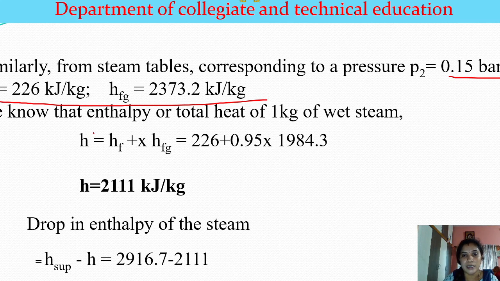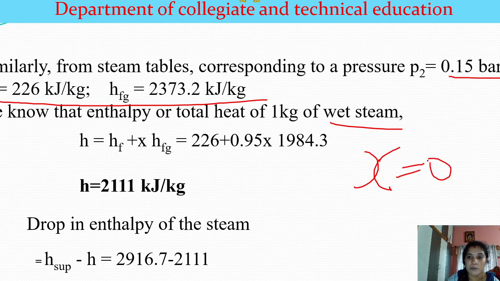So, in the beginning of the problem itself, I had mentioned that the condition of the steam at the exit, or leaving the engine, is wet steam. Why did I tell you it's wet steam? Because in the problem they have mentioned that x is 0.95. That indicates the steam available at the exit of the engine is a wet steam.